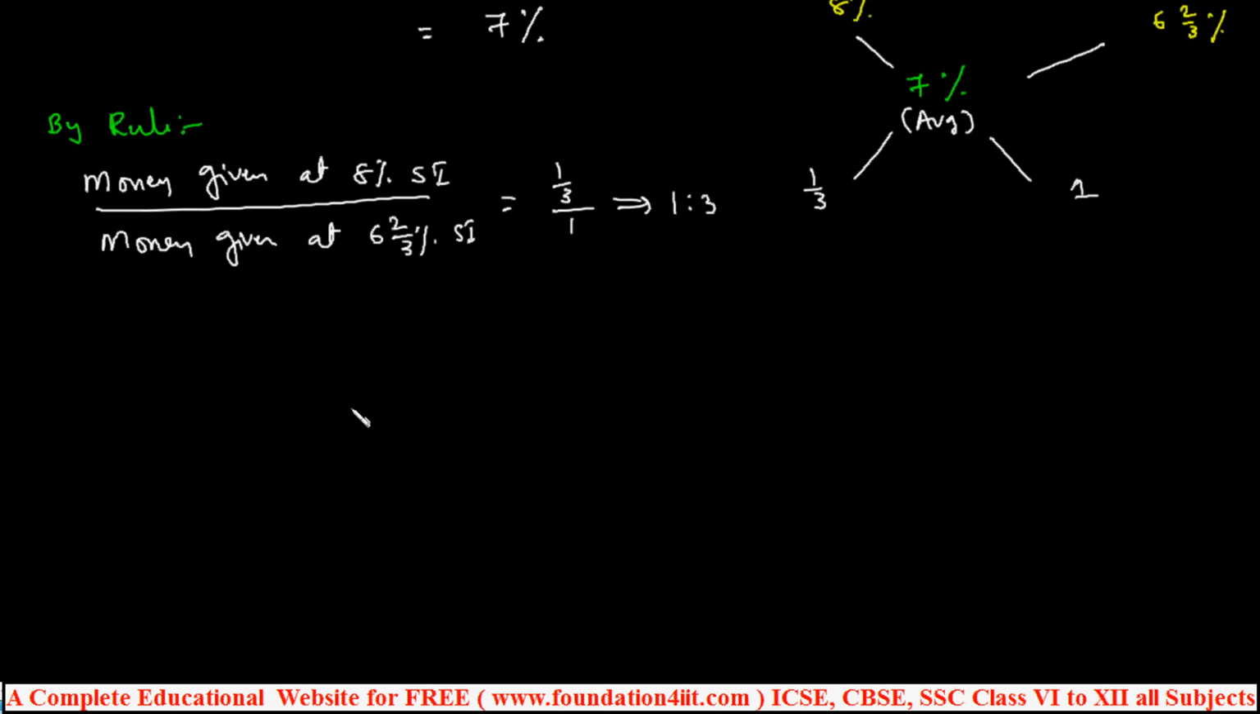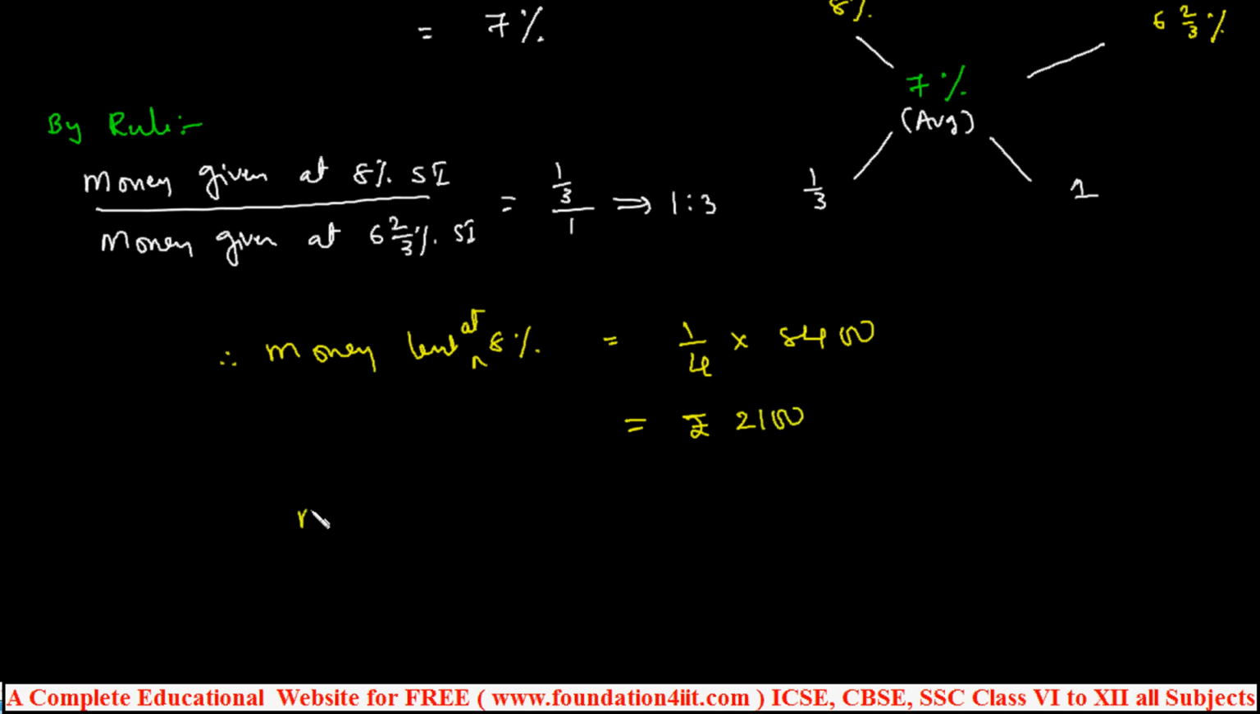That is simple now. So therefore, money lent at 8% is, so 1 is to 3. So 1 by sum of the ratio 4 into how much amount we have to distribute? 8,400 total. Calculate this, it is rupees 2,100. So that is money lent at 8%, and similarly money lent at the other percentage, that is 6 2 by 3%. That is equal to 3 ratio. So 3 by total ratio into this amount 8,400.